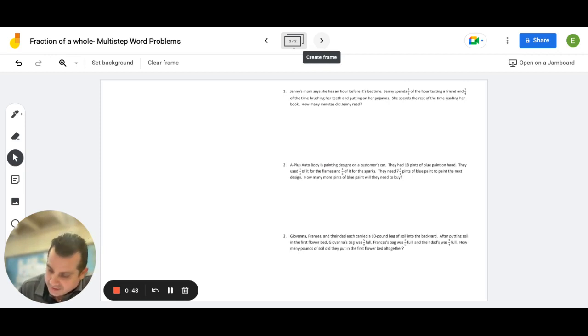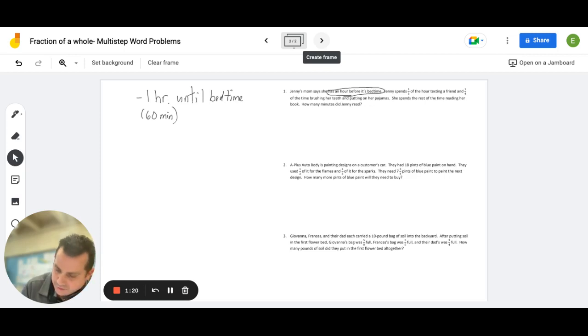So when we look here, I'm going to annotate that she has an hour. She has an hour before it's bedtime, right? So I mark over here that she has 1 hour until bedtime. Okay. And we know the 1 hour here, we can make note, is 60 minutes until bedtime.